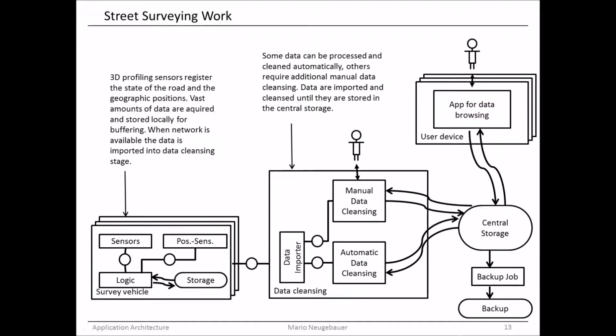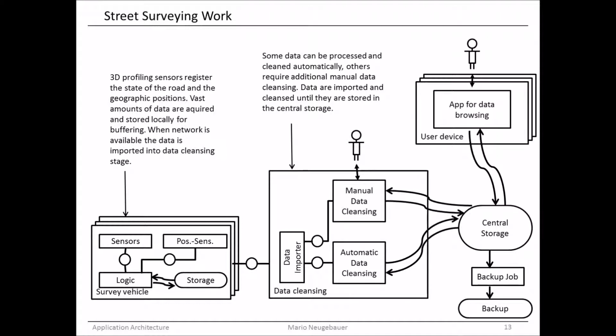On the left side you see the survey vehicle, and the survey vehicle is equipped with sensors, with positioning devices, and they work together with a specialized logic to acquire all the data and to store the acquired data in a local storage first. And as you can see here, there are different instances of these survey vehicles, so different vehicles doing the work for the street surveying.